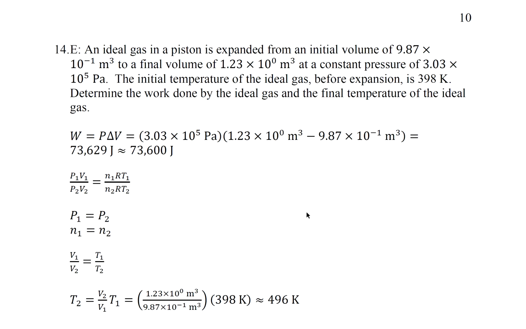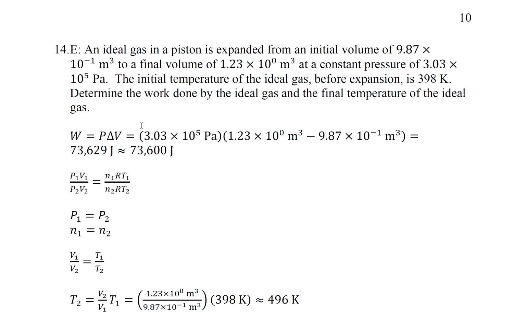Same question. An ideal gas in a piston is expanded from an initial volume of 9.87 times 10 to the minus 1 meters cubed to a final volume of 1.23 times 10 to the 0 meters cubed at a constant pressure of 3.03 times 10 to the 5 pascals. The initial temperature of the ideal gas before expansion is 398 K. Determine the work done by the ideal gas and the final temperature of the ideal gas.